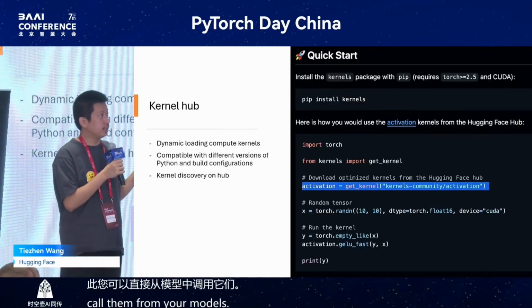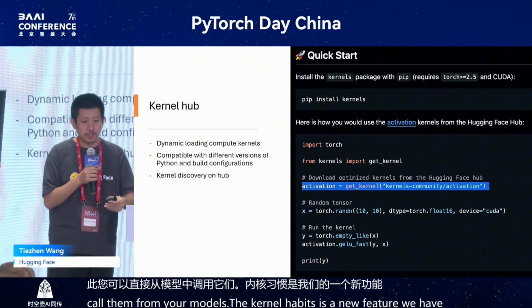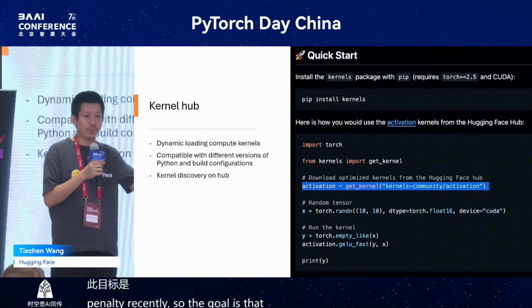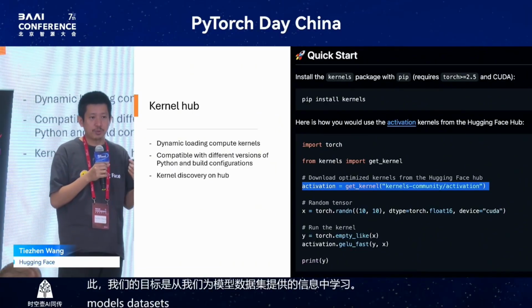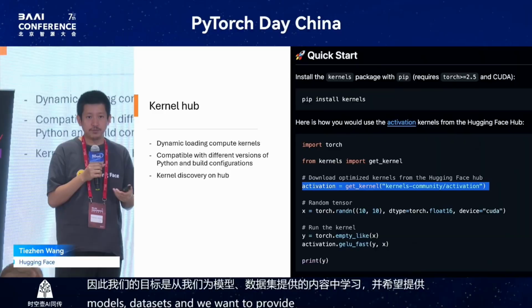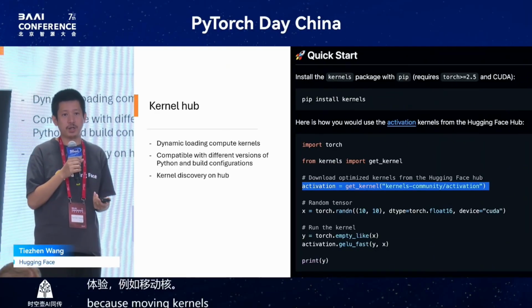So Kernel Hub is a new feature we have been piloting recently. The goal is that we can learn from what we have offered for models and datasets, and provide the same experience for kernels, because loading kernels is very hard, and developing kernels is also very hard.